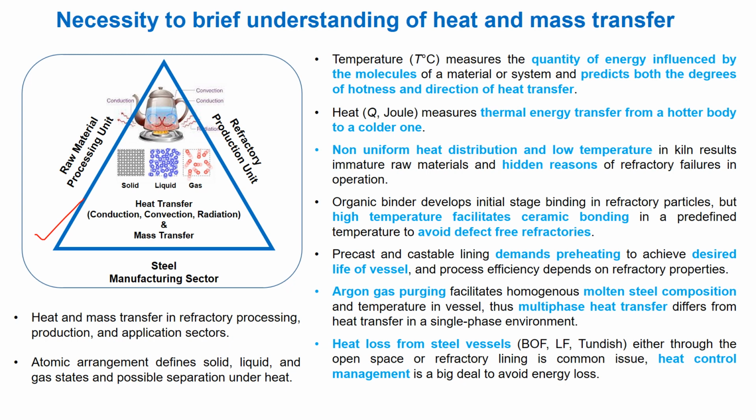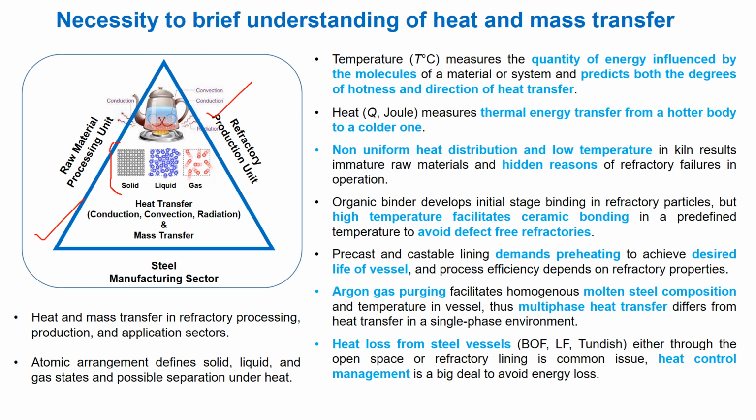Atomic arrangement defines solid, liquid and gas states and possible separation under heat, which are the fundamental aspects for heat transformation. The inset image represents a school level understanding of conduction, convection and radiation mechanisms that need to be considered for heat transfer.